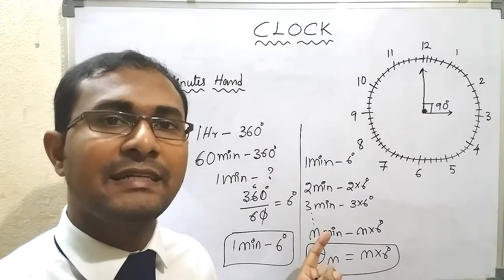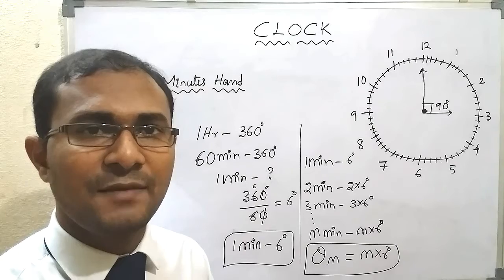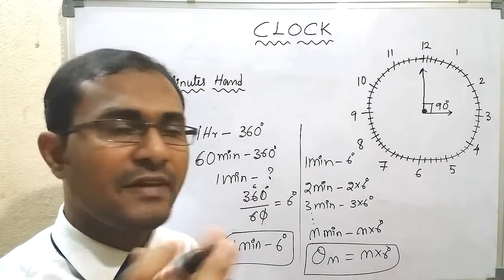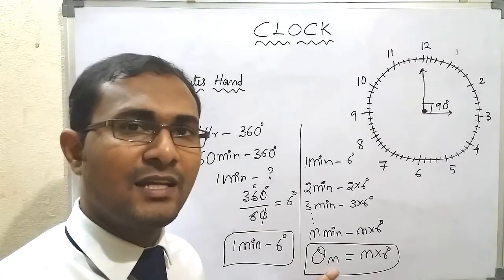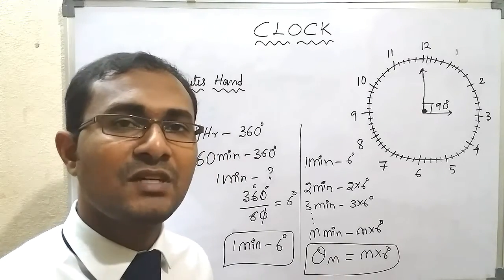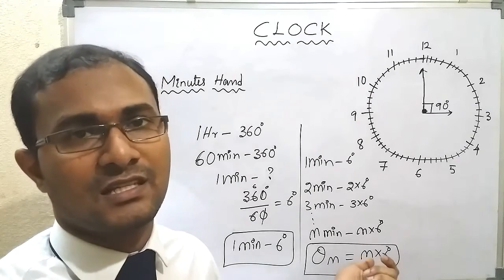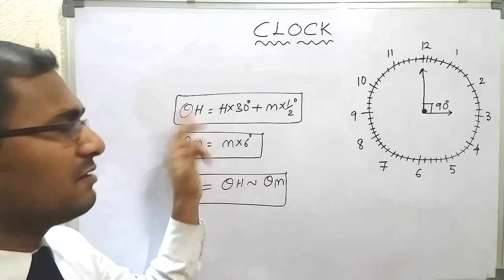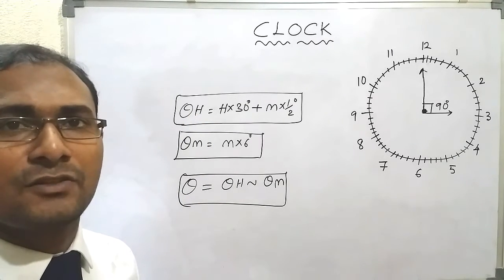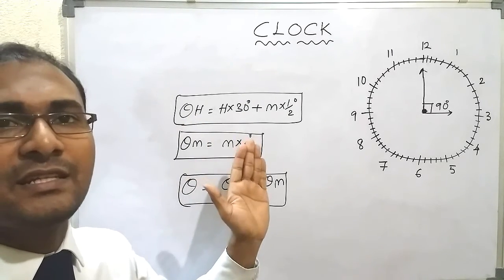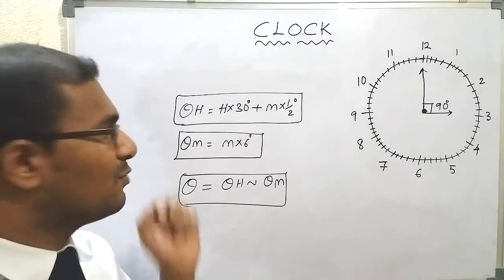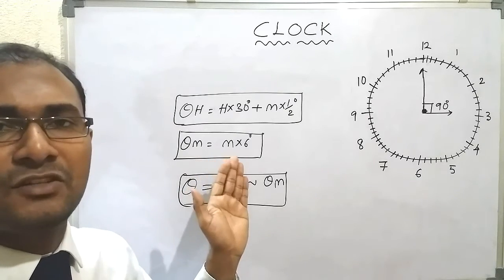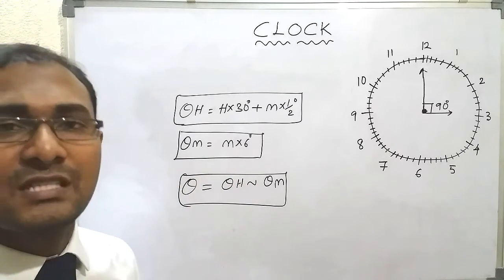So what is the formula for theta h, that means the angle covered by the hours hand? Hours into 30 degrees plus minutes into half degrees. Whereas theta m, the angle covered by the minutes hand, is simply minutes into 6 degrees. So now we know the formula for theta h, the angle covered by the hours hand: hours into 30 degrees plus minutes into half degrees. And for the angle covered by the minutes hand, theta m: minutes into 6 degrees.